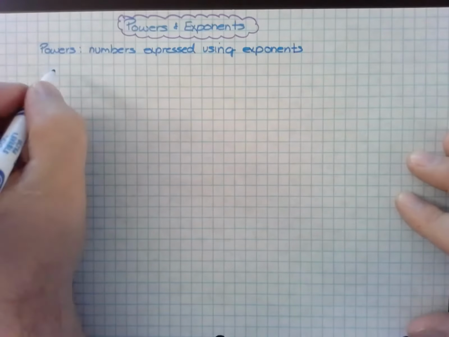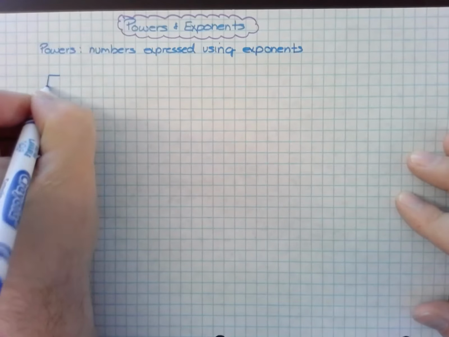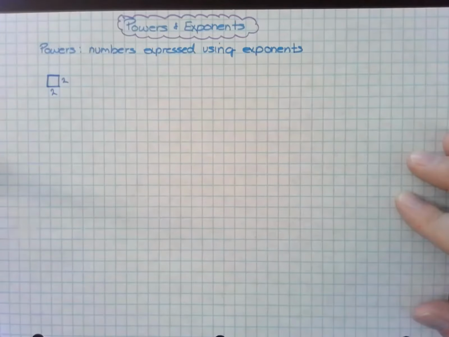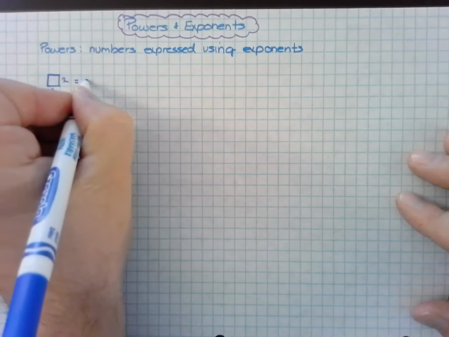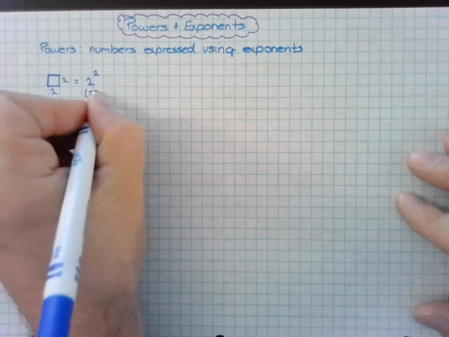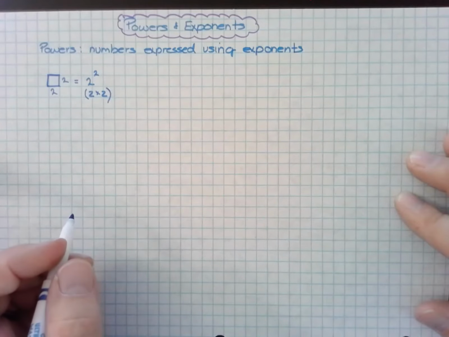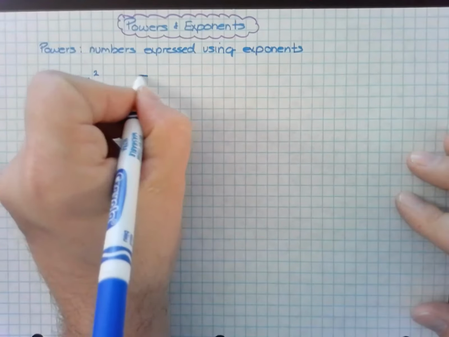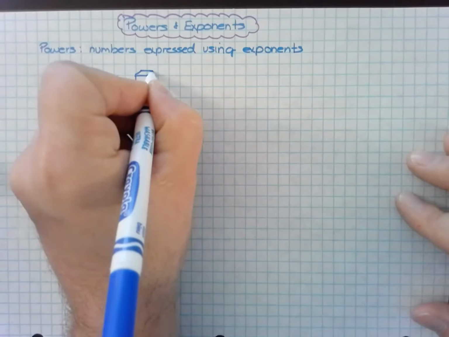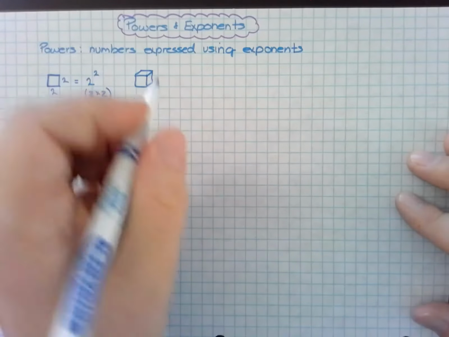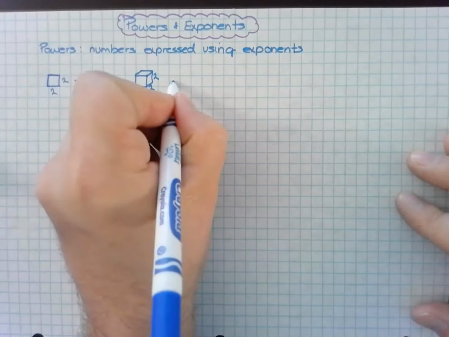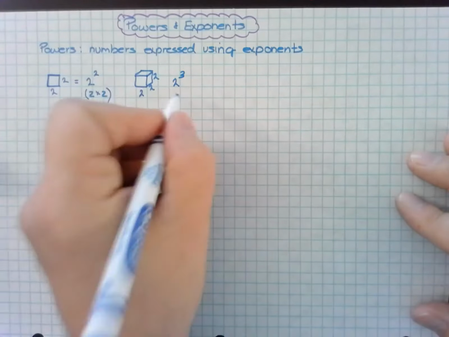So this is just a review from last year, but when we have a square that has equal dimensions, we can express that base as 2 with 2 of those, which represents 2 times 2. Then we could take that square and extrude it into a third dimension that has an equal length, making a cube, and so we have 2 times 2 times 2, which we say that there are 3 2's.